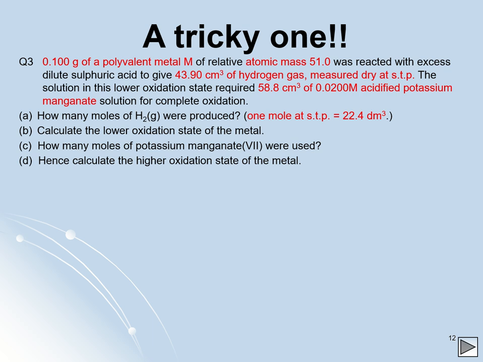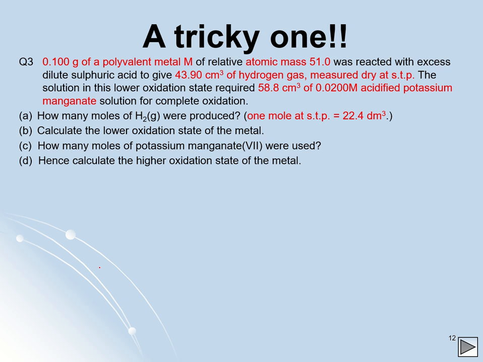So in this particular question, we're looking at a polyvalent metal, in other words a metal which has variable oxidation states. We're going to react that metal firstly with sulfuric acid to oxidize it to an oxidation state that we have to work out, which is its lowest oxidation state. We're then going to oxidize it further with potassium permanganate to its highest oxidation state, and then we basically have to work out what is the highest oxidation state that that metal has achieved. So let's get going here.